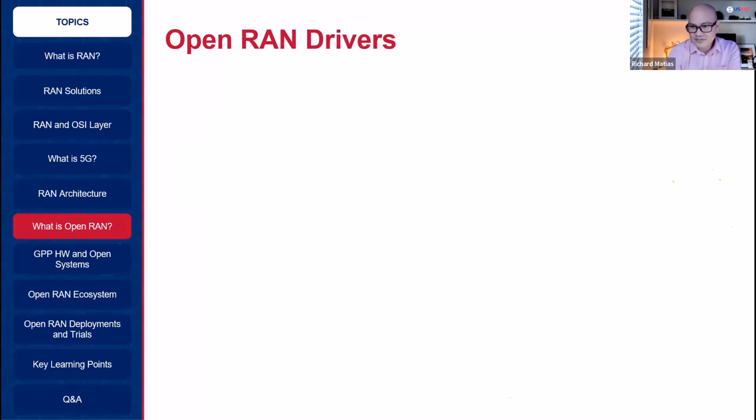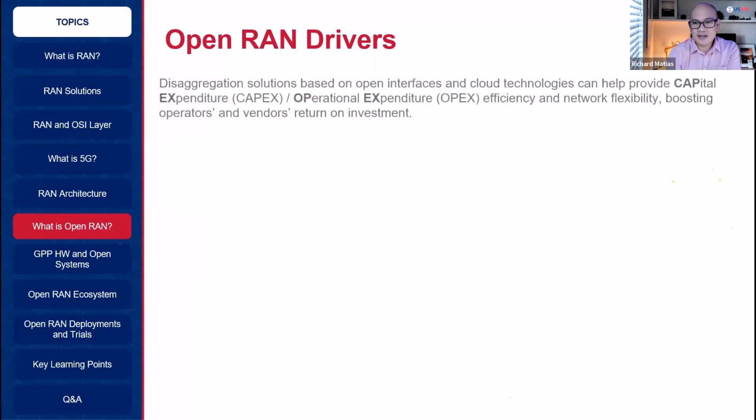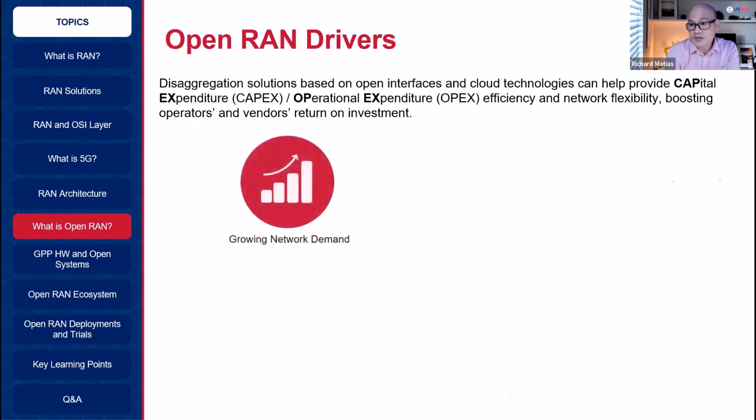There are drivers for the Open RAN. So the disaggregation solutions based on the open interfaces and cloud technologies can help provide the CapEx and the OpEx efficiency and network flexibility. So it includes growing network demand. As the Global System for Mobile Communications, or the GSMA, forecast from 2019 to 2025, the average amount of mobile data used by subscribers around the world will become 4x.